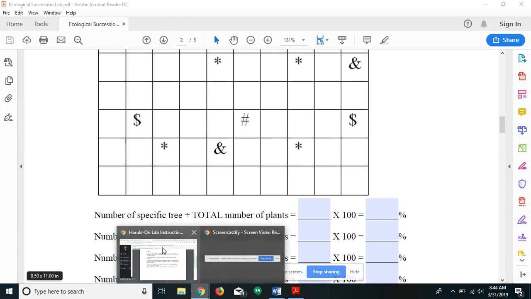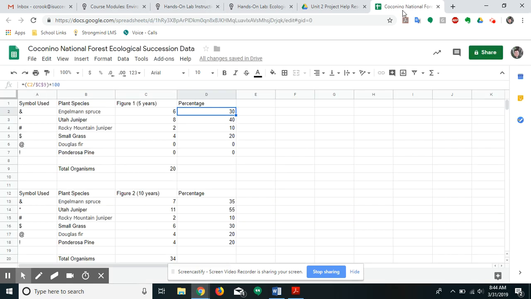Now, if you want to do it on a piece of paper, you can. I did it on Excel or Google Sheets to let it do my math for me. So for 5 years, I've got here that there were 6 of those, and I've counted all these out, right? Now, when you count them out, then you have to calculate the percentage. I put this equation into Excel to do it for me. I have the total number of plant species down here. I take this number, divide it by the total, and multiply it by 100 to get the percentage.